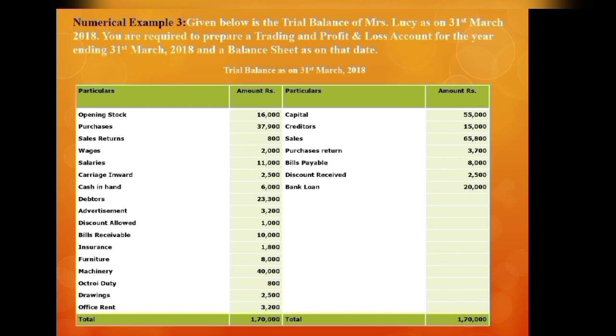Bills payable are your liability and therefore it will be shown on the liability side of balance sheet. Discount received is an indirect income of the business and therefore it will be shown on the credit side of profit and loss account. Bank loan is a liability and therefore it will be shown on the liability side of balance sheet.